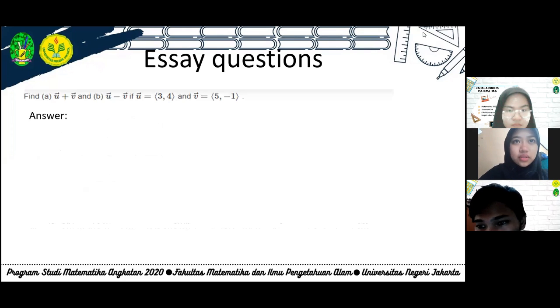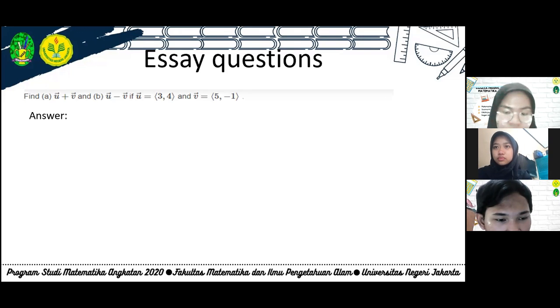Okay. This is the last question. Find vector u plus vector v and vector u minus vector v, if vector u is (3,4) and vector v is (5,-1). Anyone want to answer this question? Can I? Yes, please.